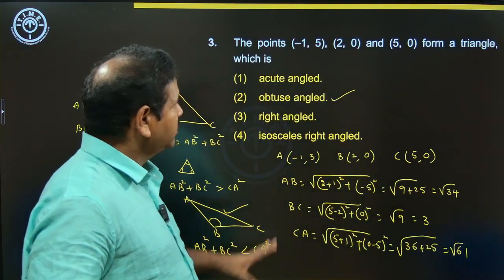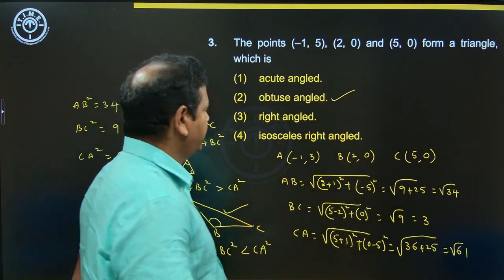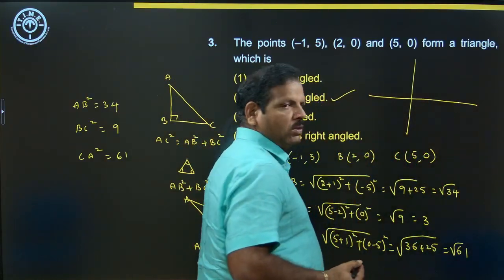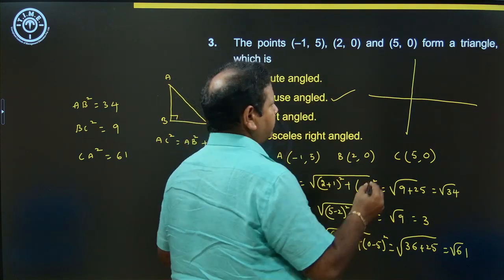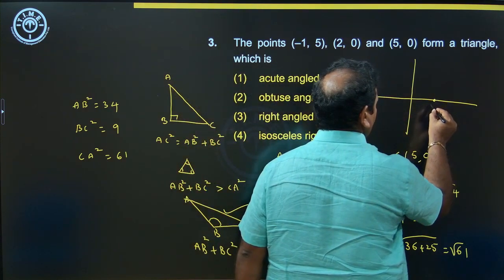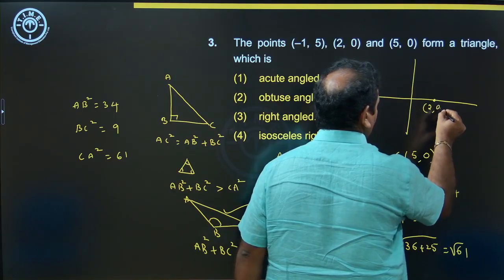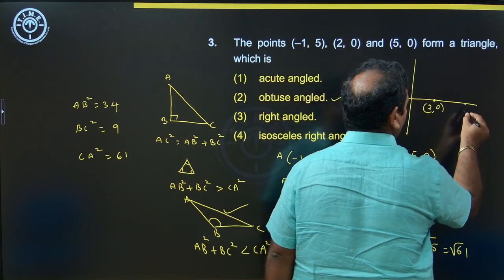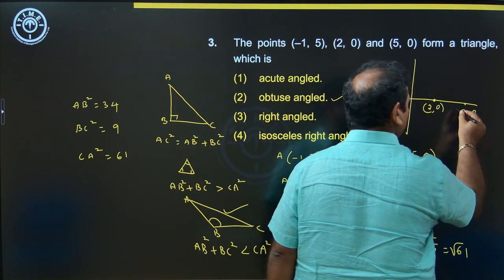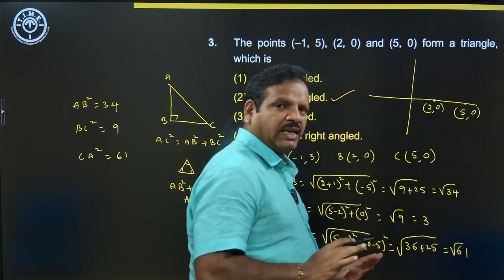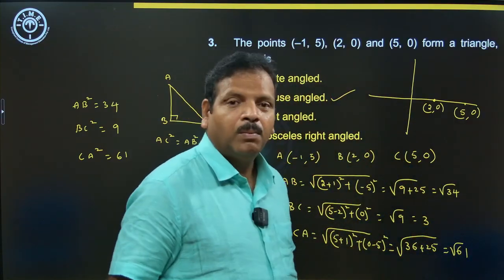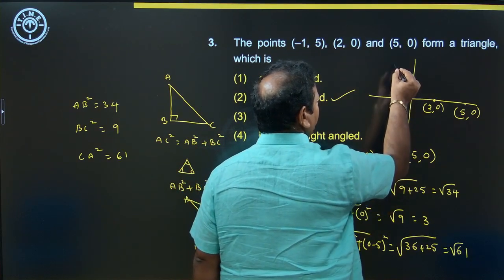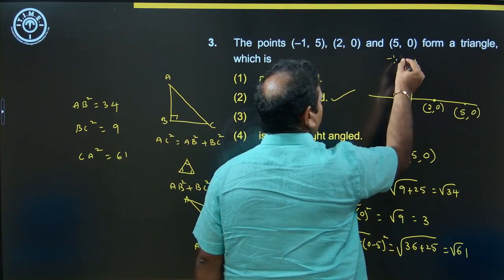Okay, one more way. Let us plot the points. Approximately I am taking this one, 2, 0. Somewhere it is like 2, 0. Plot approximately. The second point is 5, 0. So the second coordinate is 0, that's why both lie on the x-axis. One more is minus 1, 5. Approximately minus 1, 5. Somewhere it is like minus 1, 5.